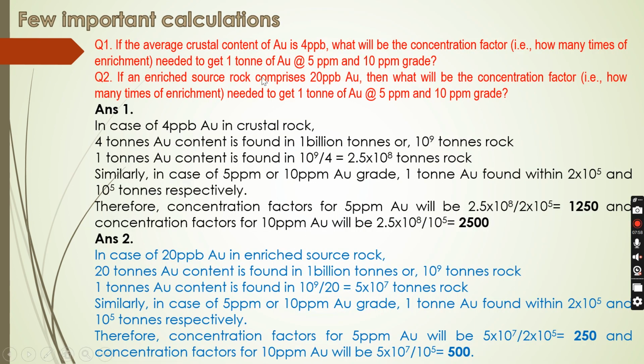I would like to share two questions. If one question is solved, automatically the second one will also be solved. Same thing. Now the question is, if the average crustal content of gold is 4 ppb, what will be the concentration factor? That means how many times of enrichment is required to get 1 ton of gold with an average of 5 ppm, and another one is 10 ppm grade.